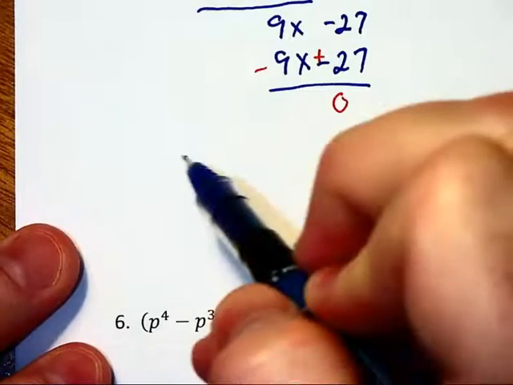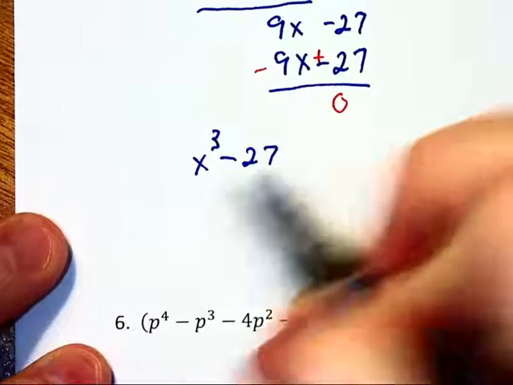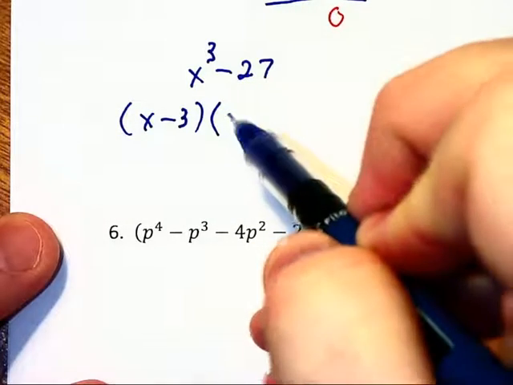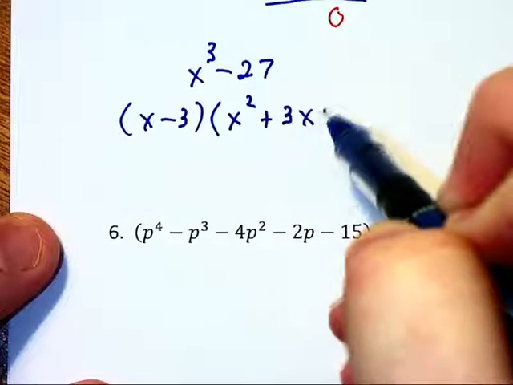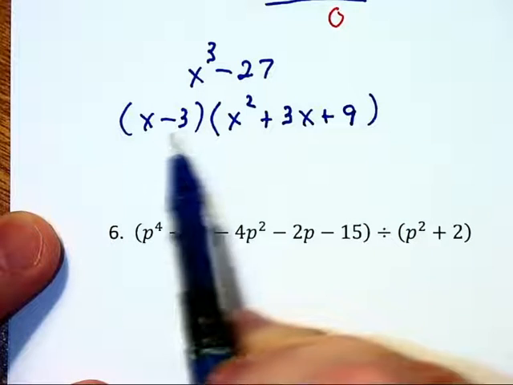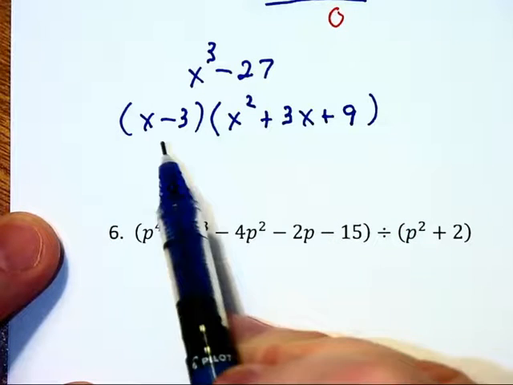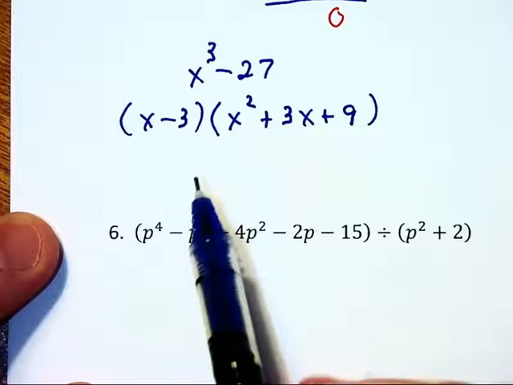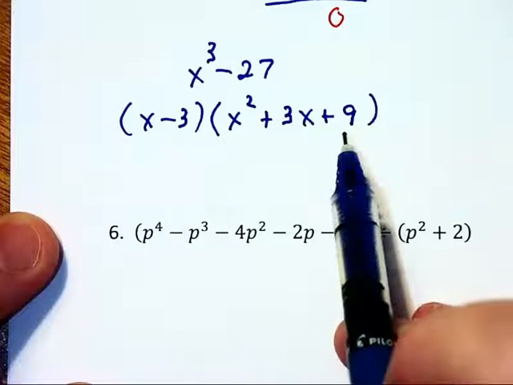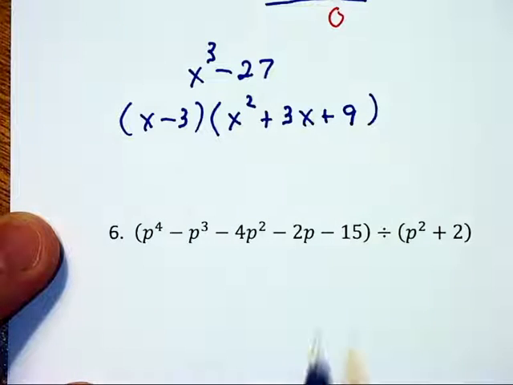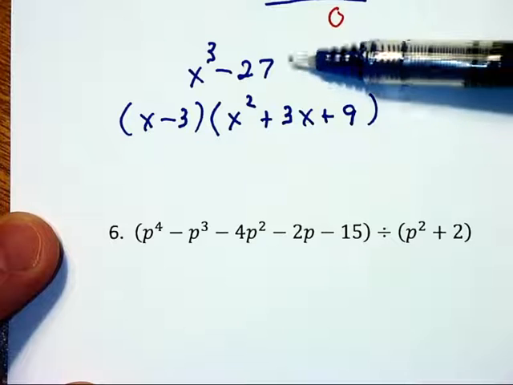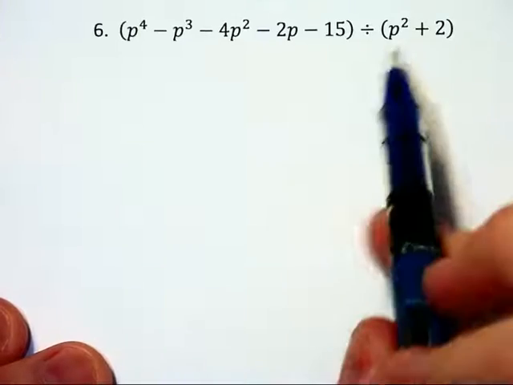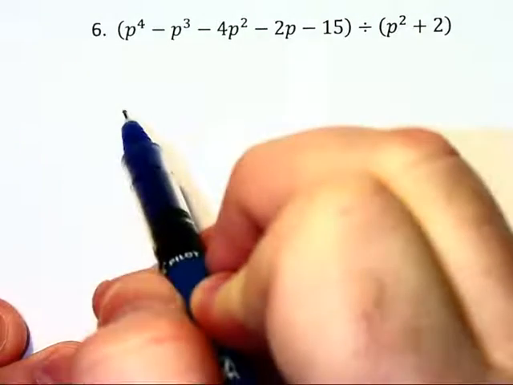Notice, I can write x cubed minus 27 as x minus 3 times the next parentheses, x squared plus 3x plus 9. And if you were to do all the distribution and check that again, the middle terms would all cancel each other out. You'd have your first term, x times x squared, making the x cubed, and the last term, minus 3 times positive 9, making that minus 27. And later on, when we get into factoring, we will learn the shortcut method for factoring the difference of two cubes.